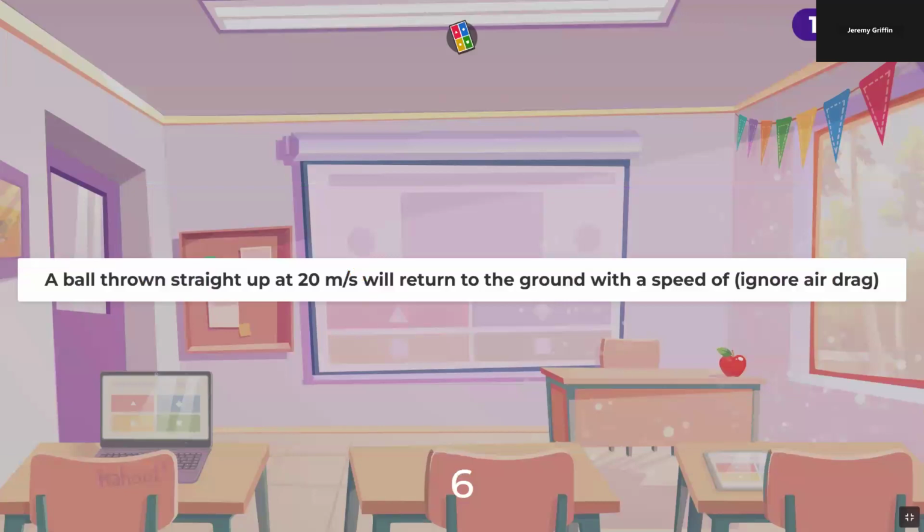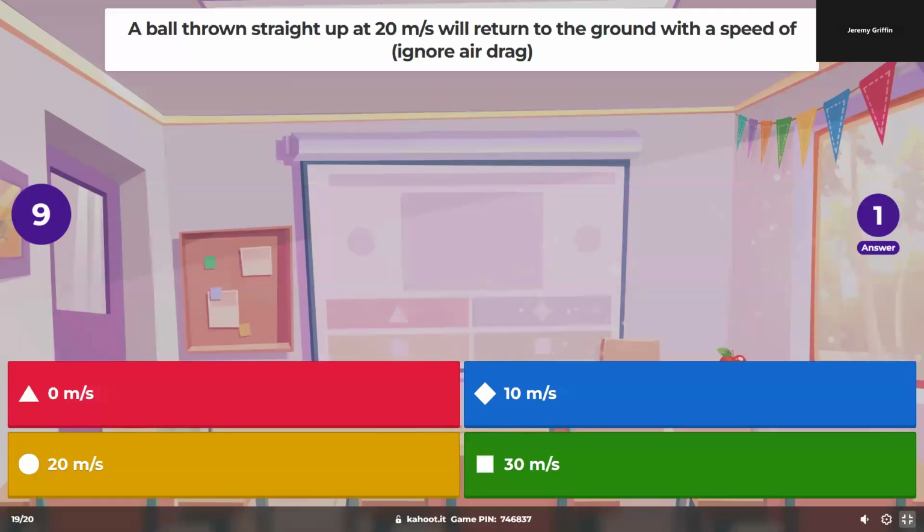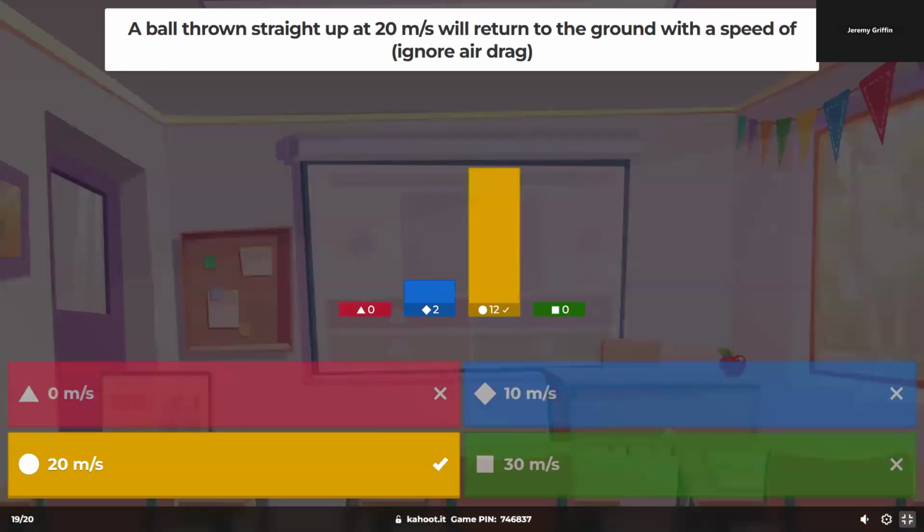Next question: a ball thrown straight up at 20 meters per second will return to the ground with a speed of... 20, 10, 0, 10, 20. Slowing down on the way up, speeding up on the way down, and then by symmetry, it lands in your hands at the same speed that you threw it.